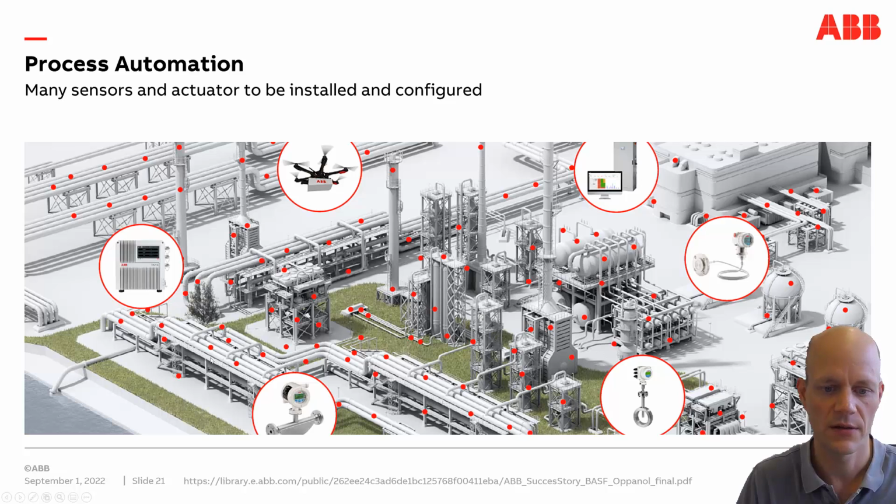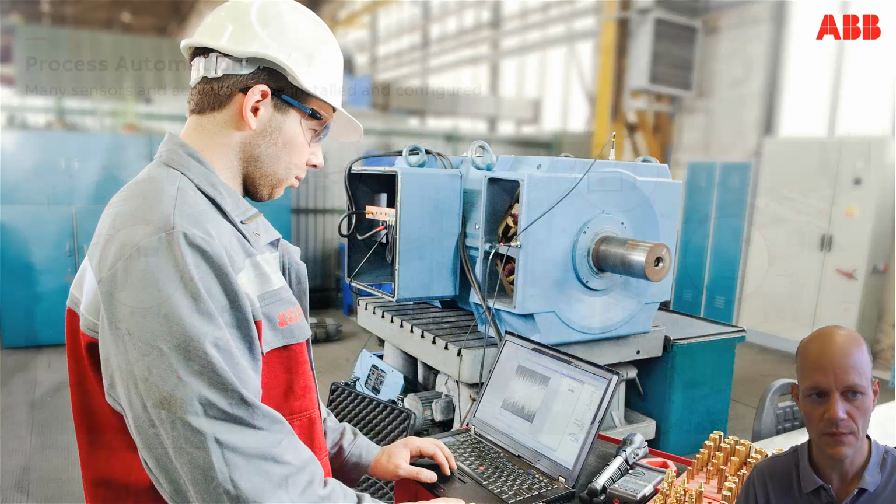You have to imagine that a big production facility like this has many sensors and actuators, can be 1,000, can be 10,000 different sensors. Each of these red dots is a sensor, like for example this flow meter here or this temperature transmitter. You can have different actuators, and they all have to be installed and configured, and this is quite a laborious process and costs a lot of money.